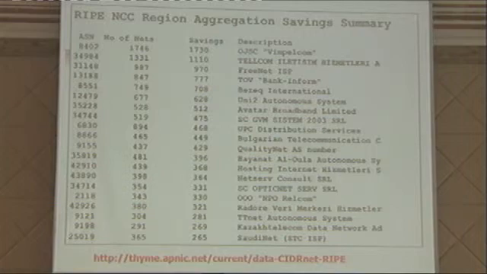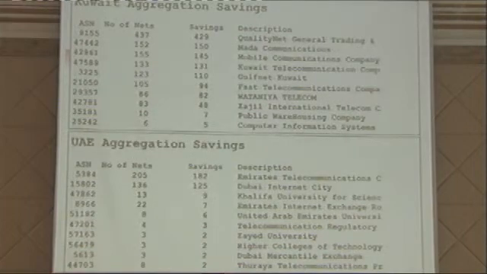But just for entertainment, and please don't throw things at me, I did some for this part of the world. So Kuwait, I've picked out the top 10 in Kuwait. Again, just looking at some of the ASs here, what they're announcing, and the savings that could be made. If they did aggregation properly, the announcements made would be reduced by this number. I've done the same for UAE.